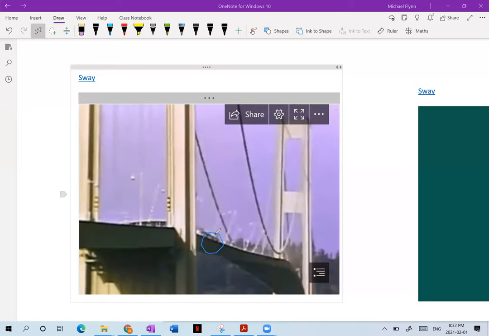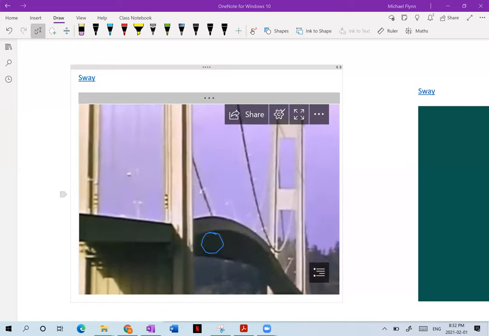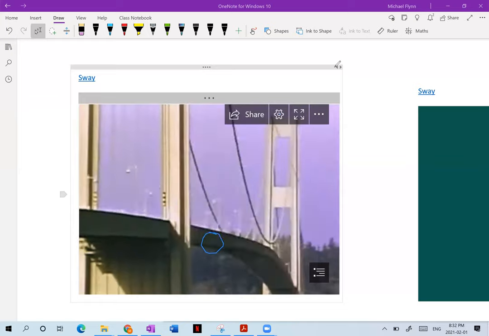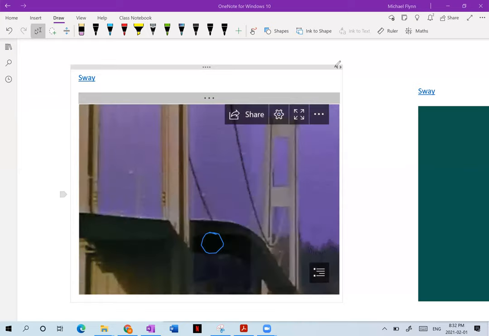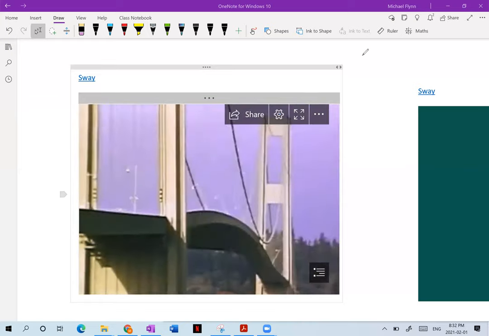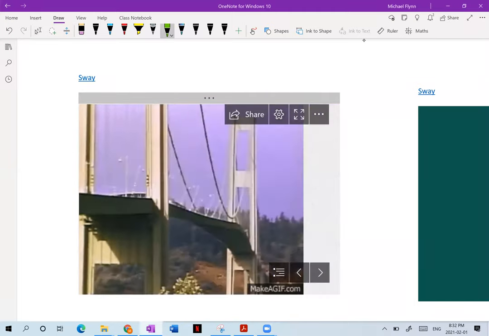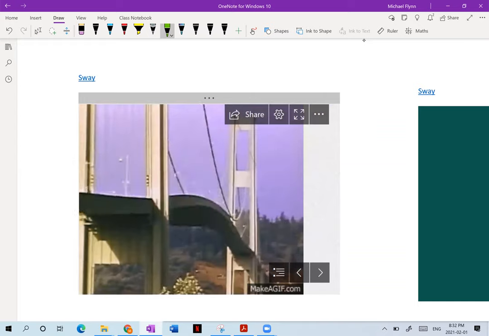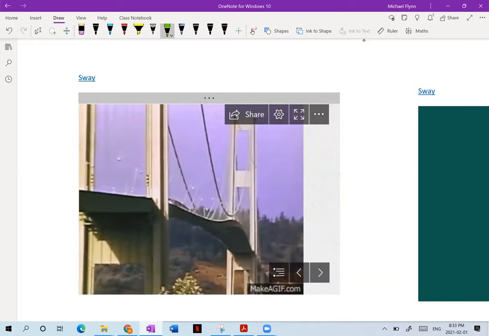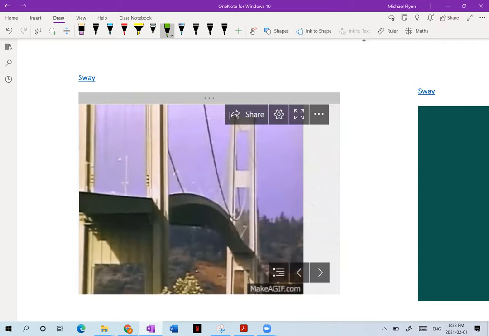Okay, now my diagram is moving on me. So what I'm going to do is clear these annotations and go back to this. And I'm also going to change the layout of this picture a little. Okay, so that is the Tacoma Narrows Bridge. And I'm not even joking. There's maybe a 50 kilometer per hour wind this day. So it's a bit blustery.